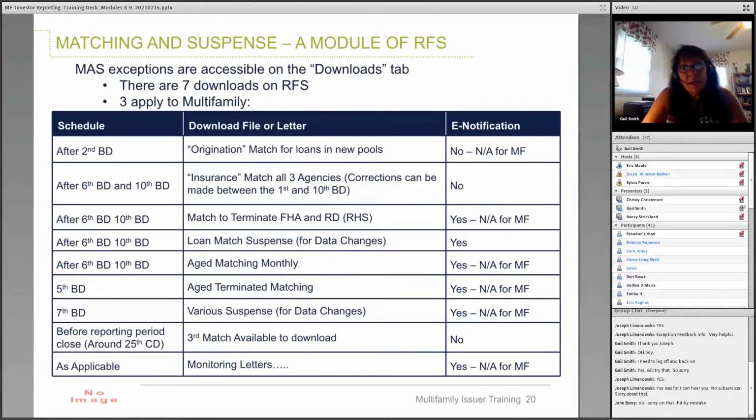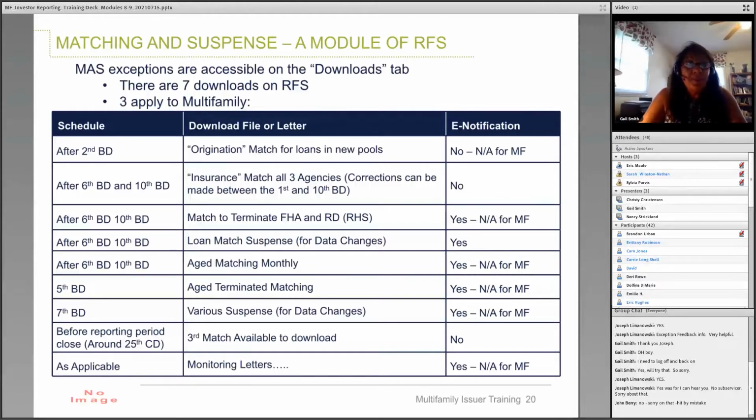Match to terminated is applicable to multifamily. Again, you pull these after the 6th and after the 10th business days, and you will receive an e-notification. Oh, excuse me, I made a mistake. I am sorry, that is not applicable to multifamily. My mistake. Loan matching suspense, you will receive an e-notification.